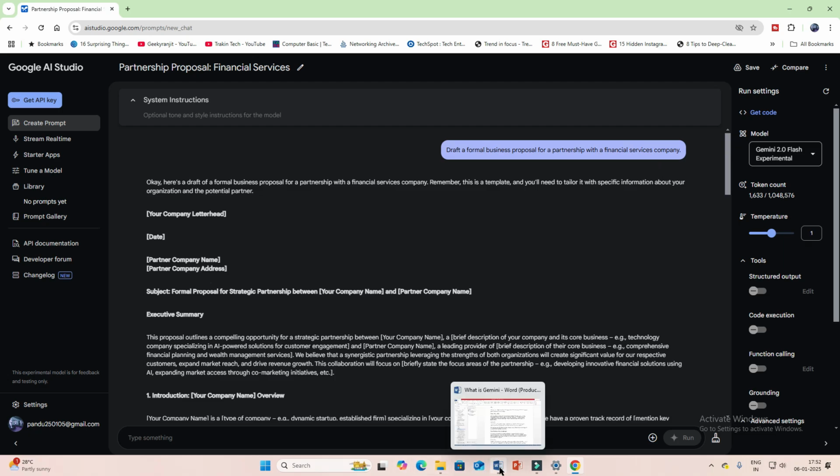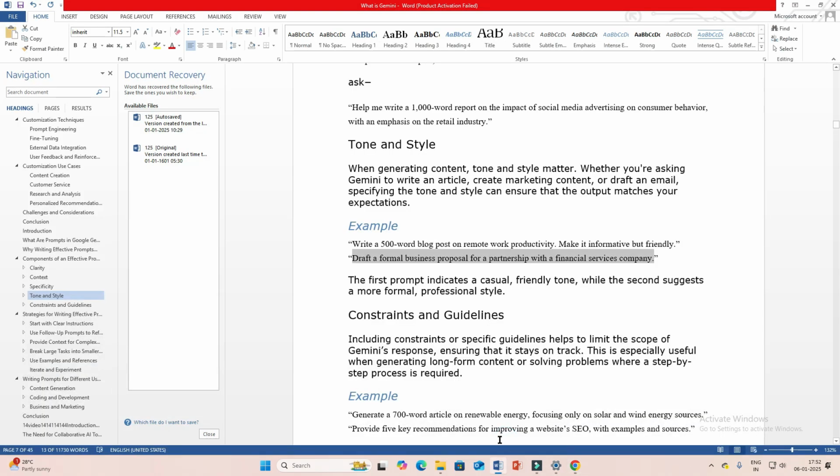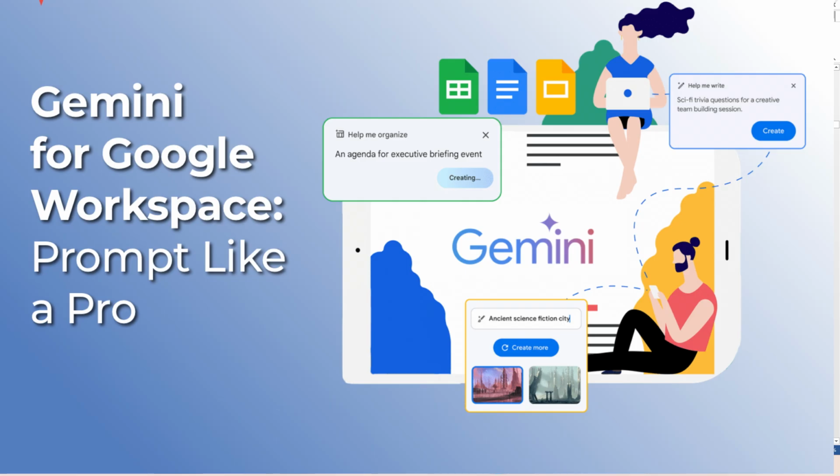I will give another prompt question also. You observe this. The constraints and guidelines I asked to Google Gemini in another question: Provide 5 key recommendations for improving website SEO with example and source.